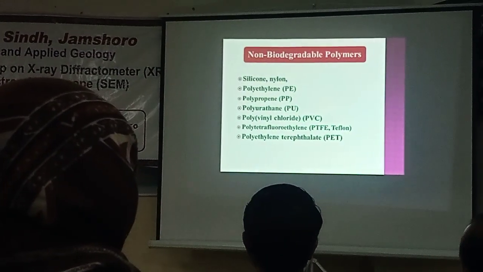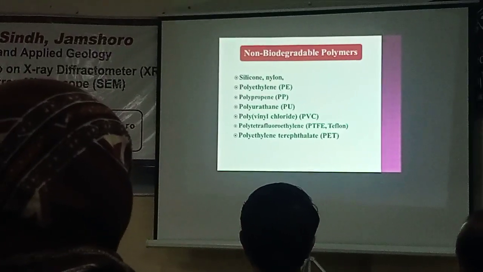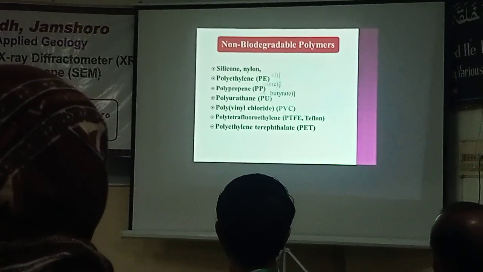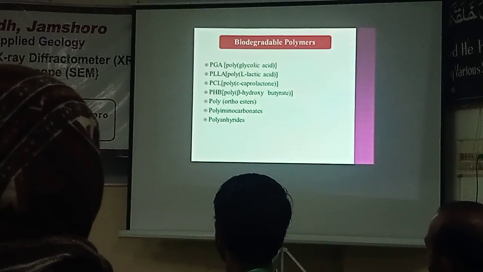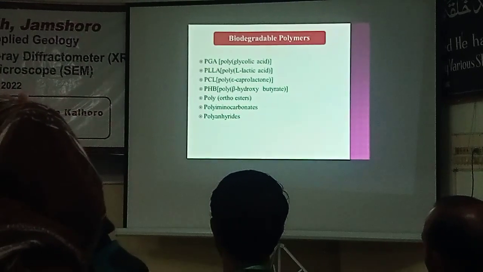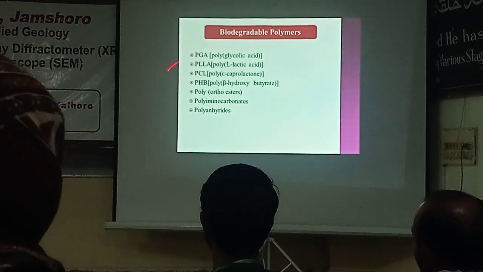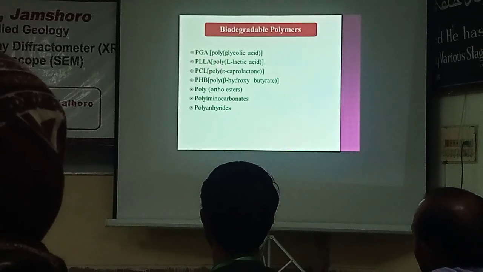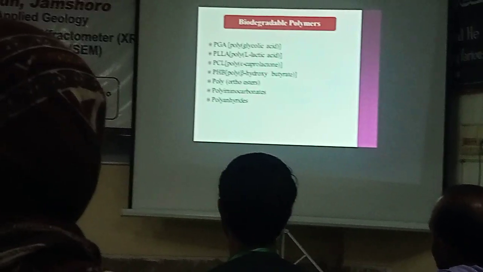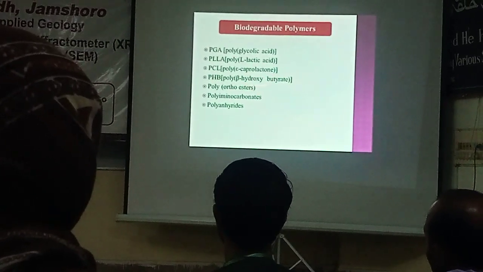These are the classic examples of non-biodegradable polymers, like silicone, nylon, polyurethane, etc. I will move quickly because there's a lot of material here. And in the biodegradable polymers, we have polyglycolic acid, polylactic acid, polycaprolactone (PCL), and PHB, polyhydroxybutyrate.